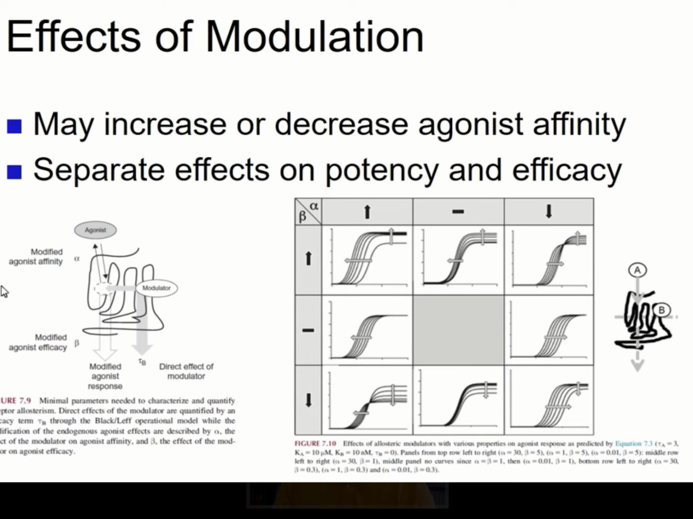Now, if we look at where we do not change affinity, but only change efficacy, we are going to see primarily changes up and down in the curve. Increasing efficacy causes it to go up, decreasing efficacy causes it to go down. You may see some changes in left and right, but they are not really all that important in this situation. Remember that changes in efficacy cause the dose response curve to go up or down. And then you can get combinations of changes in alpha and beta. You can go up and left, you can go up and right, you can go down and left, or down and right.